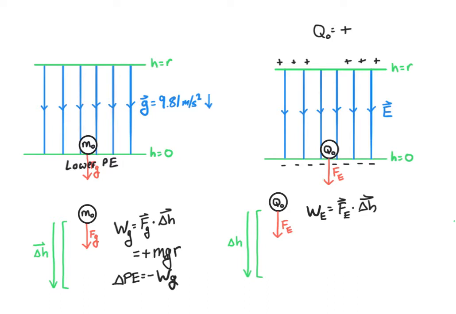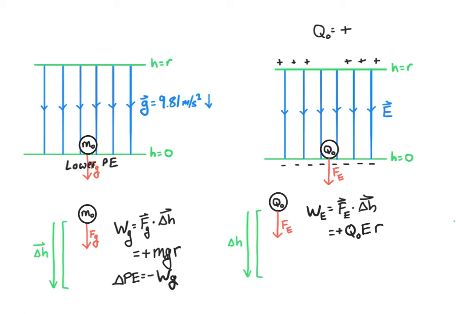And as we can see, this is more or less the same, except the electric force is q0 times the electric field instead of mg, and the displacement is still r. And once again, this is positive because the force and the displacement are in the same direction.